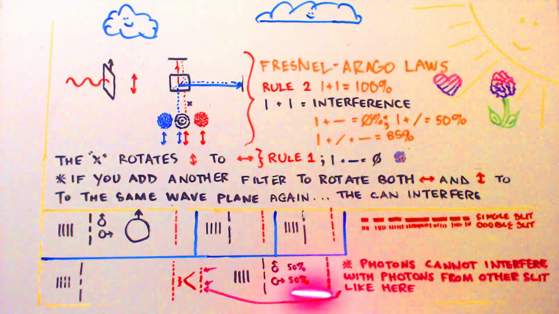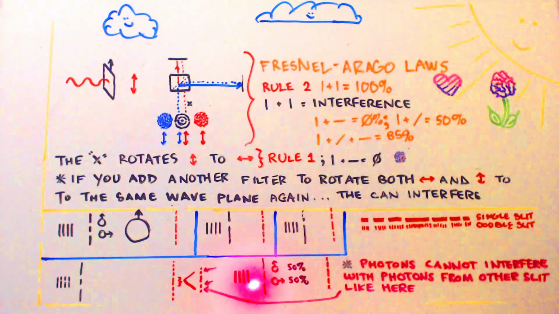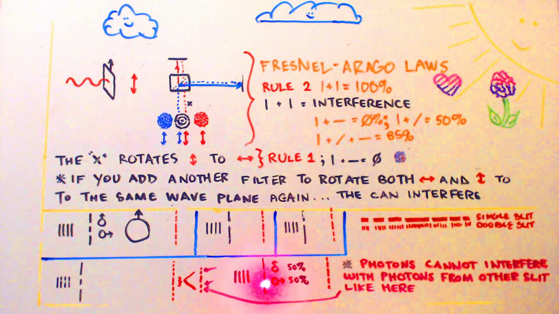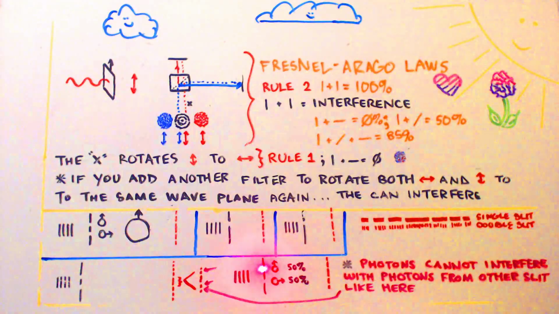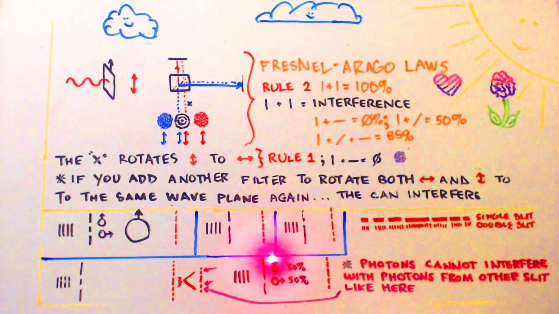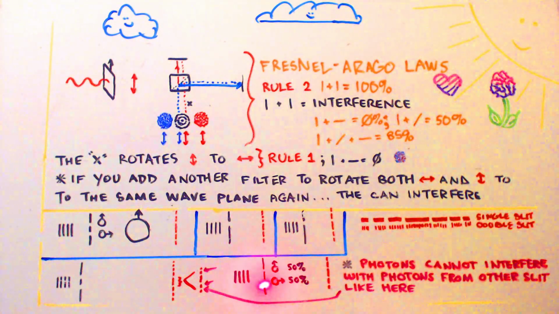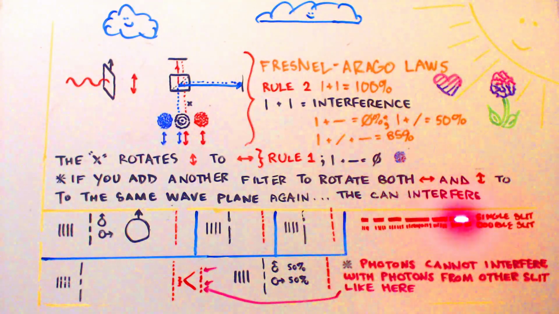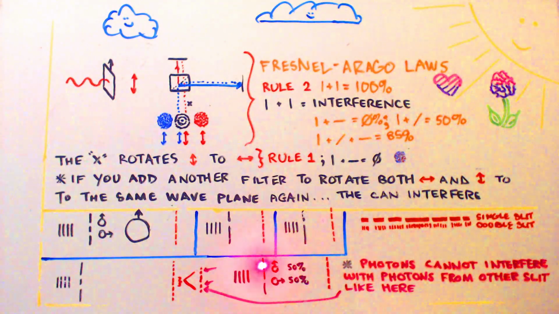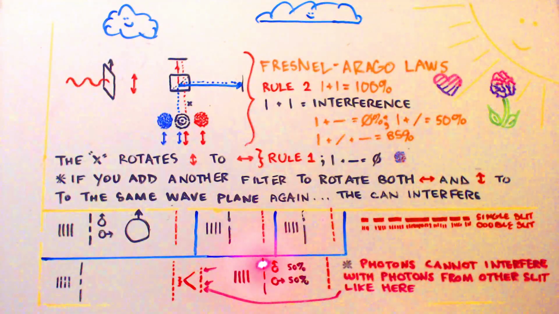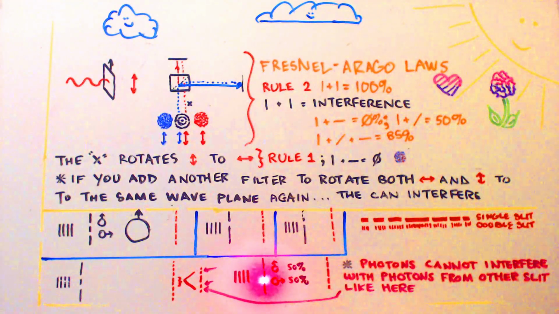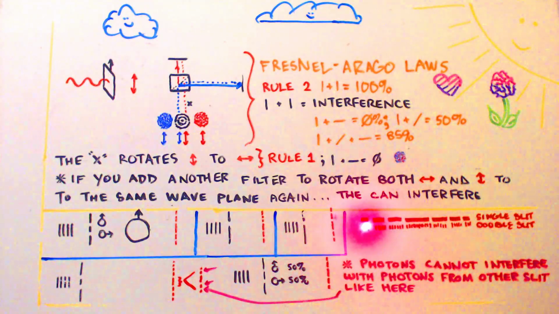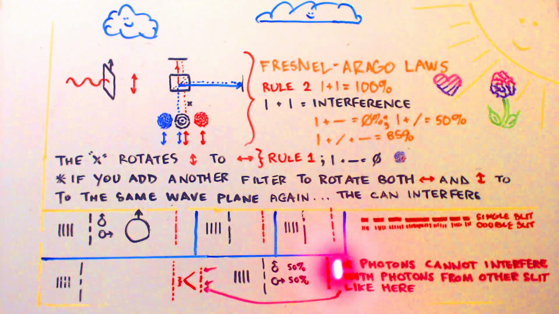When she has it like this, the horizontals on the bottom can only interfere with this slit. They can't interfere with this slit because they do, but they get blocked off with this filter, right? So you create a single slit pattern, right? And then this one does the same thing. It can only interfere with this slit. It can't interfere with this one because you blocked all the verticals coming out, right? So it makes a single slit pattern.